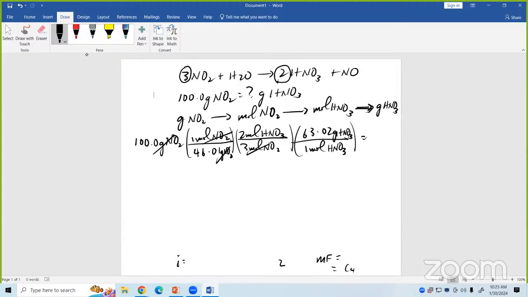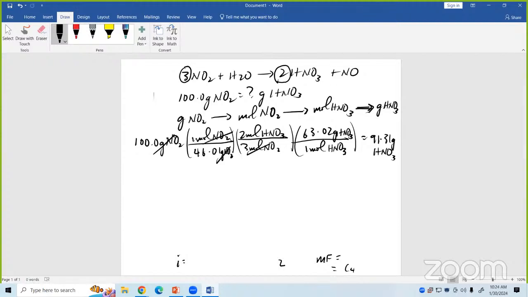And then we do the number crunching. So 100 divided by 46.01 times 2 divided by 3 times 63.02. And according to my calculations, this works out to be 91.463. So 91.31 grams of HNO3. And that's how that is done. All right. Any questions? All right.